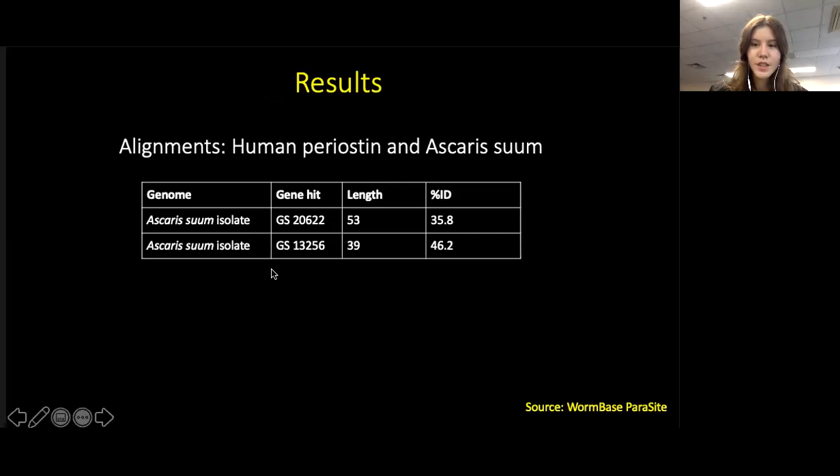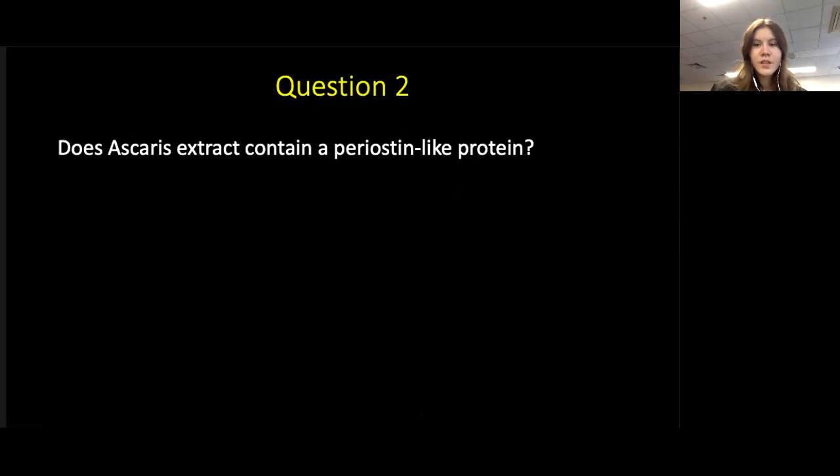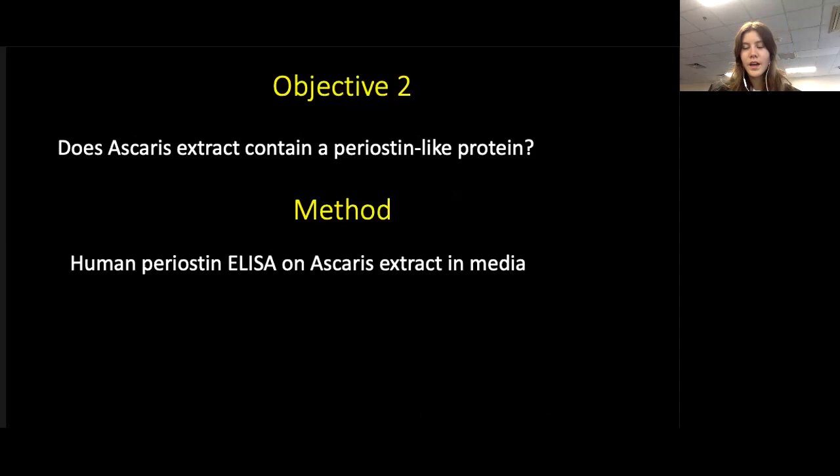This table shows the gene name, the length, and the percent ID, which is how similar the protein is to human periostin. From this, we can conclude that human periostin matches 2 genes found in Ascaris suum isolates. My second question was, does Ascaris extract contain a periostin-like protein? To investigate this, I used Ascaris extract, a powder containing dried Ascaris worms, and I measured the amount of periostin in various concentrations of the Ascaris extract using an ELISA for human periostin.